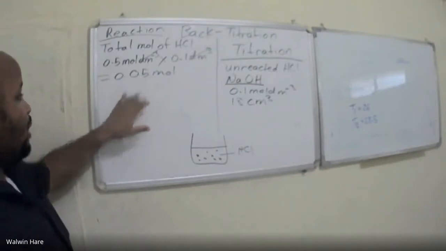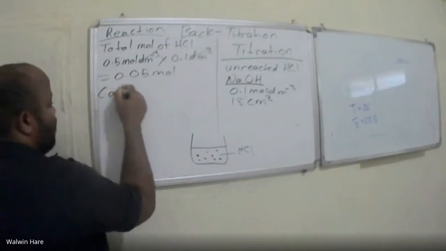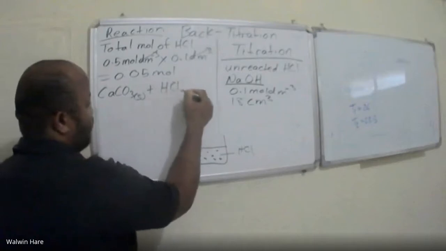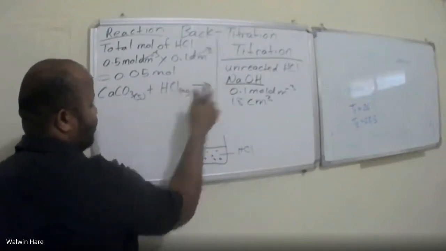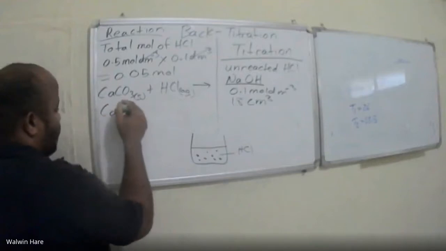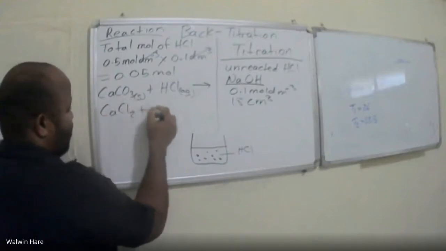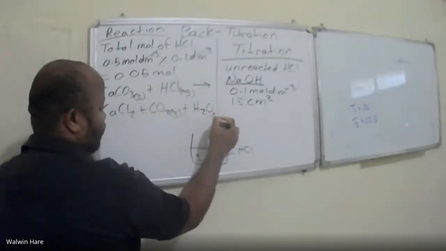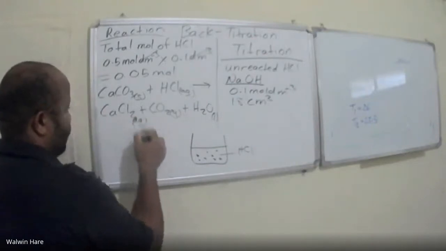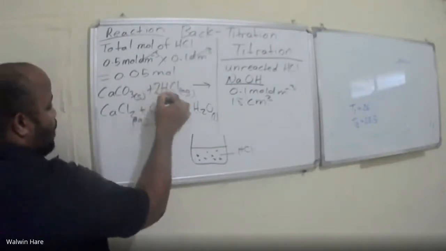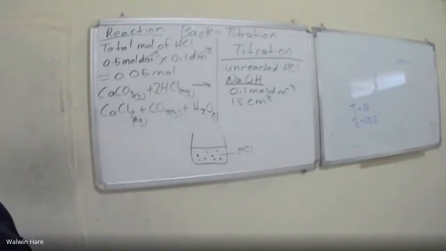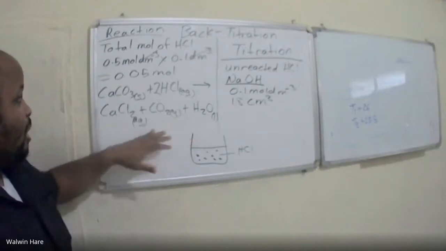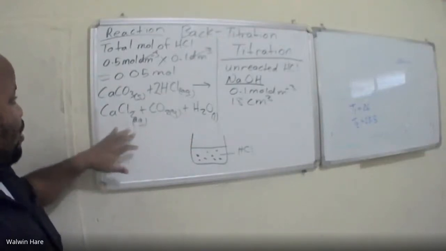All right. So we work out the total moles of HCl. Then we are going to write a balanced equation. So the calcium carbonate reacted with hydrochloric acid. And we know that when carbonates react with acid, we will get salt, carbon dioxide, and water. To balance it, we would need a 2 in front of the HCl. Now, this is as far as you will go with the reaction.